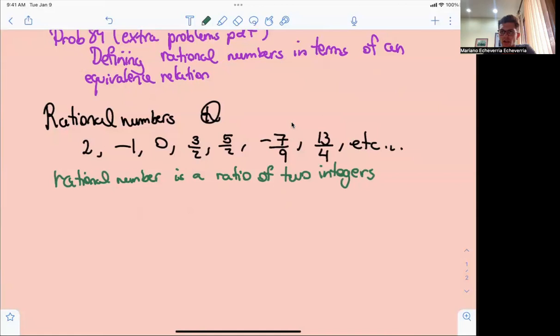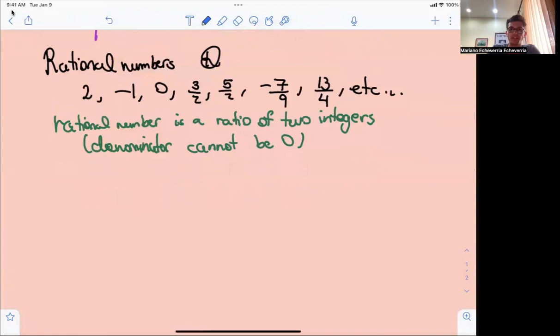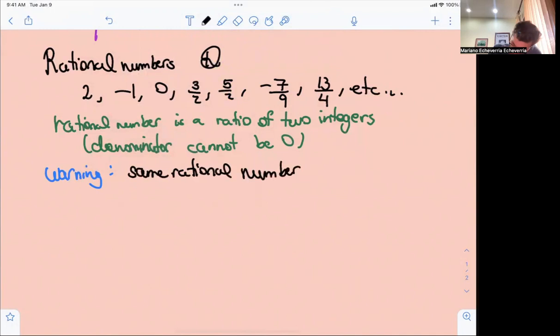Obviously, with the important detail that in this ratio, the denominator cannot be zero. One of the things that happens with rational numbers is that, because it is a ratio, the same rational number can be represented in different ways. So this is a warning. What do I mean by that?